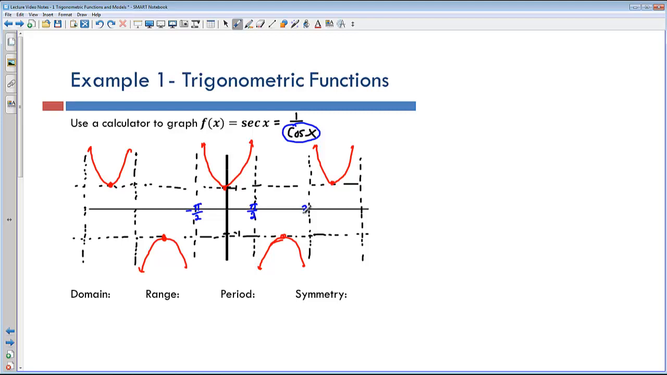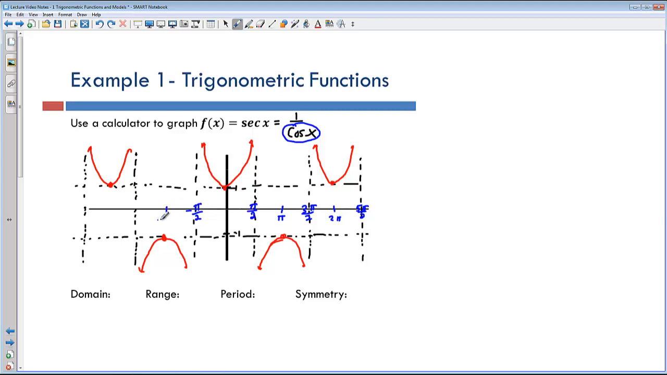Add pi over 2 again, I bet that's 3 pi over 2. Add pi over 2 again, that's 4 pi over 2. Add pi over 2 again, and that's 5 pi over 2. So you can label each of these spots, right? This was pi. This would be 2 pi. Right? And then you can go the other way too.